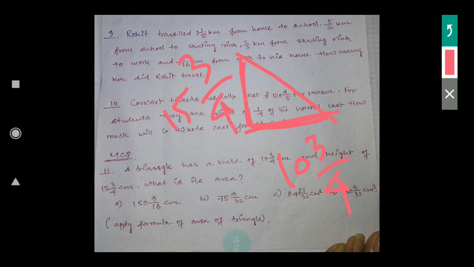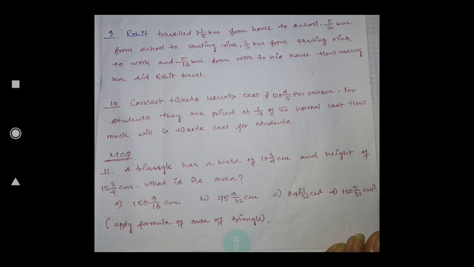You have to find what? Area of the triangle. What is the formula of the area of the triangle? Half into base into height. So put the value of base and height, multiplied by half. Do the multiplication, you will get the answer. Formula based, nothing else.